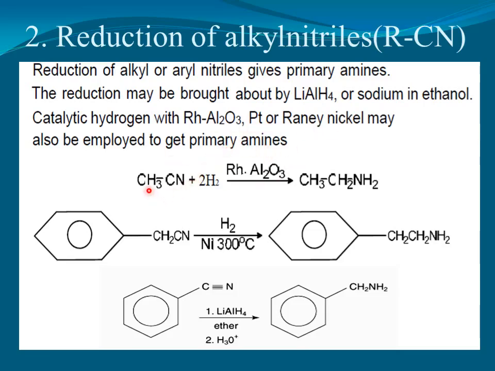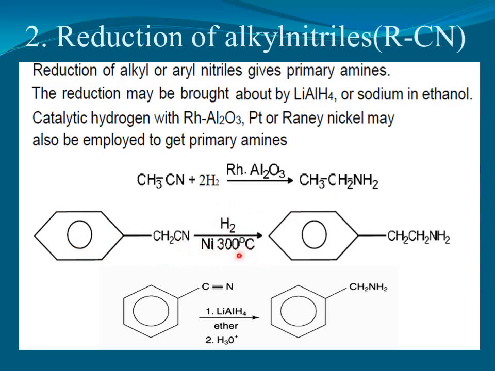We are going to reduce it with rhodium in the presence of aluminium oxide. Now you can see that reduction is taking place on this carbon atom and nitrogen atom. This carbon is converted into CH2. This nitrogen is converted into NH2, giving you ethyl amine. Similarly, this is an aryl nitrile. You can see we can do the reduction in the presence of nickel and hydrogen at 300 degrees Celsius.